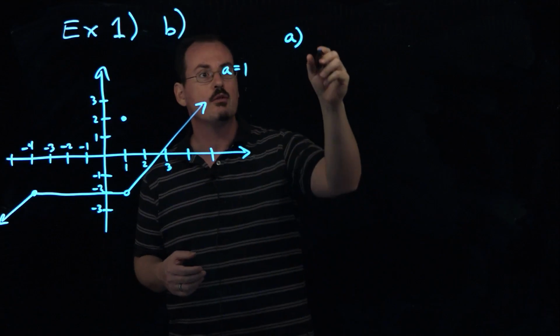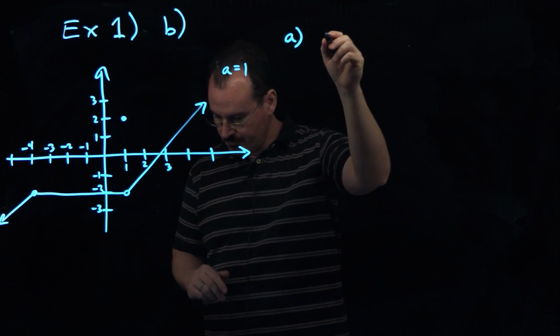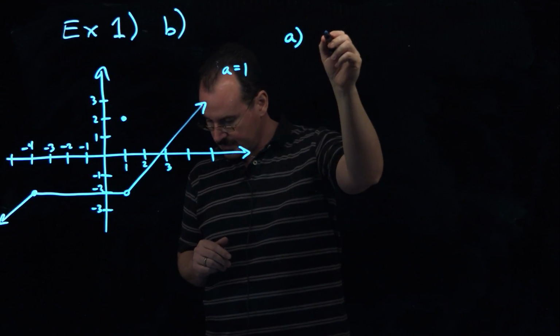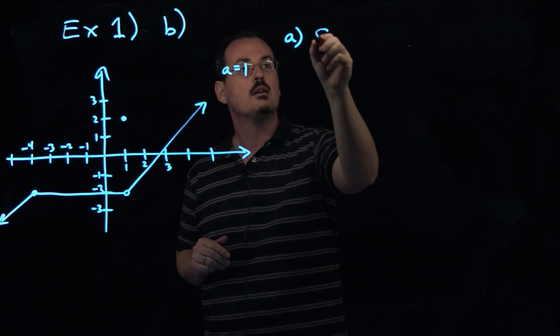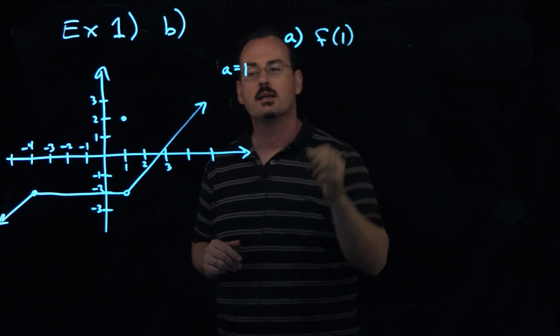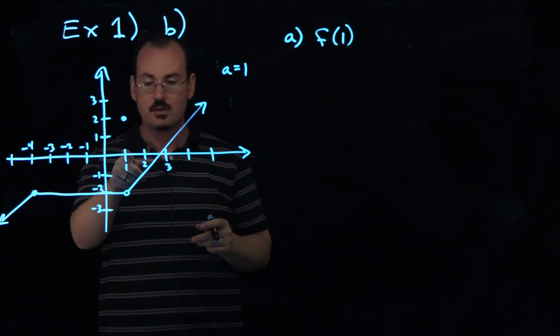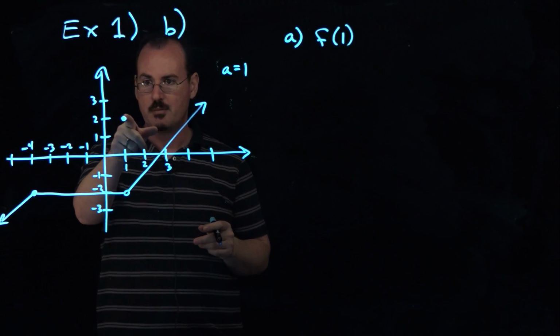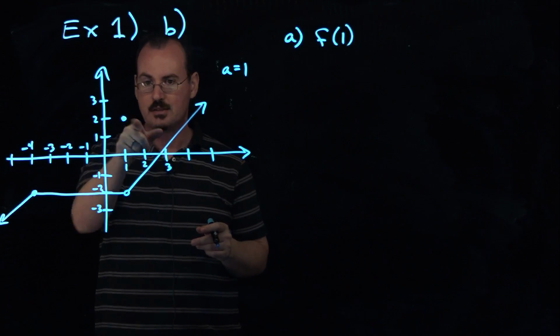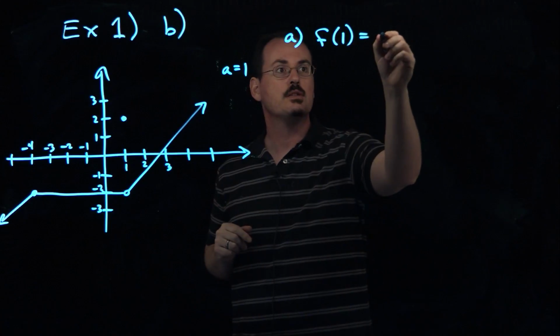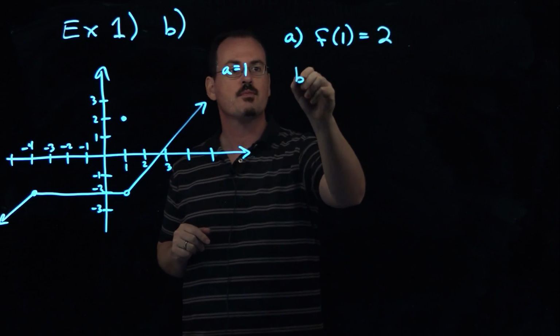Okay, so first of all, we want to find what is f of 1, if it exists. That's part A. Remember, f of 1 is the output value when x is 1. So if x is 1, we've got that little dot up there. It's telling us that is the output value. So that's 2. So f of 1 is equal to 2.